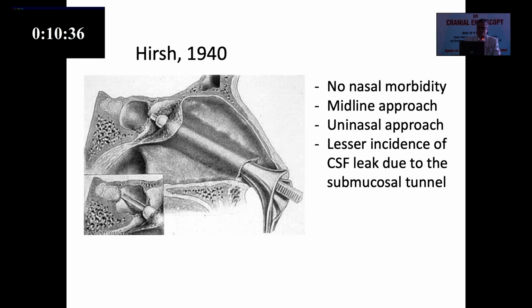If you look at the history of the transseptal approach, it was originally described by Hirsch in 1940. At that time they gave it up because he used a lot of retraction and there were septal infarcts, and so they started doing other approaches. But the advantage is that you can have a uninasal, midline approach, and if you can raise a very nice flap, it could also potentially prevent CSF leaks.